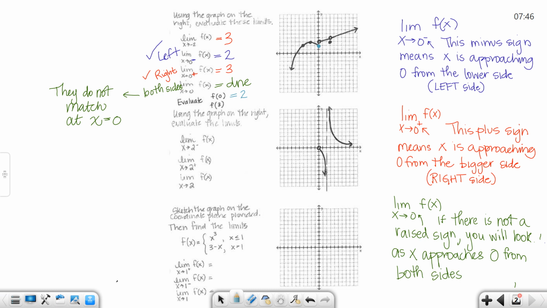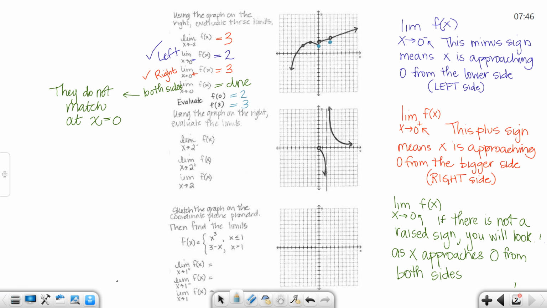The other question I asked you was f of 3. At 3 you see two different points, one open, one closed. I want to talk about the closed one. The coordinates of this light blue point are 3, 3. So x is 3 and y is 3. And that's how you evaluate the function values, and you'll see that in your homework as well. Okay, so that's your first graph.